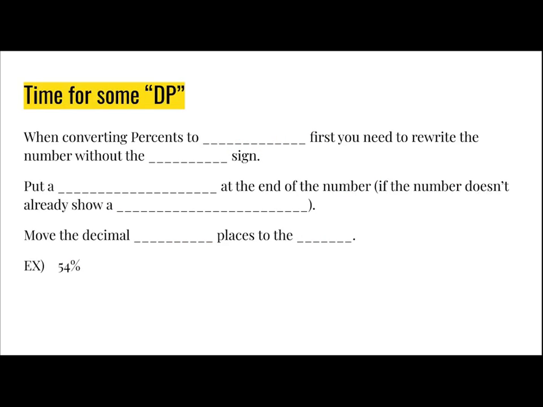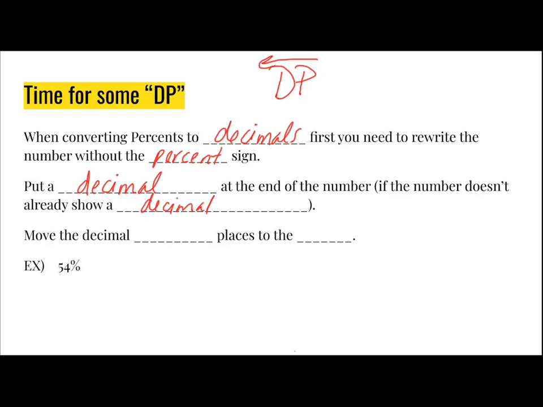Now when I need to convert the other way, again, I'm thinking of Dr. Pepper, except this time I'm going to move from a percent to a decimal, so I'm moving to the left. So I'm going to move that decimal point 2 places to the left. Percents to decimals, it's almost like Pepper Doctor instead of Dr. Pepper. So when I'm converting percents to decimals, I'm going to rewrite the number without the percent sign because it just gets in the way. I'm going to put a decimal at the end of the number if there's not one already there. Sometimes we don't write a decimal point. If we have a whole number, we don't put the decimal point there.